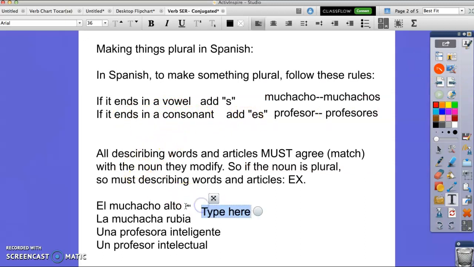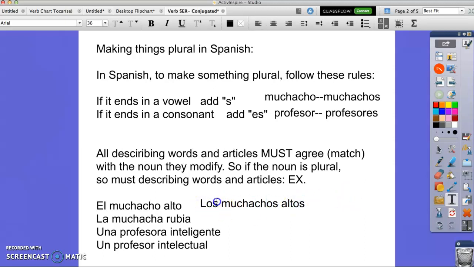So here's what it's going to be. It's going to be, move this up, los muchachos. Remember, I just have to add an S to make it plural. Altos. And remember, I have to make altos have an S too because describing words and articles must agree. They must match with the noun they modify. So in this sentence, muchachos is the noun, altos is the describing word, and they have to match. Notice how they both have this os at the end, so they match.